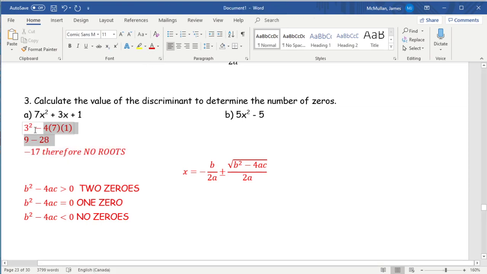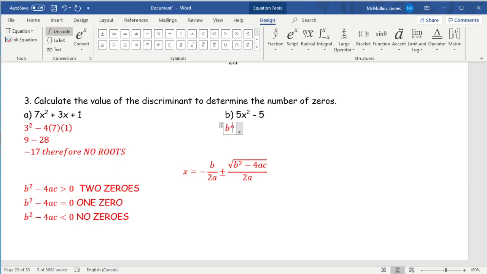Okay, so you don't need to draw anything, you don't need to do any complex calculations, you just do this quickly and you can figure out the number of zeros. Now this one, we already know is going to have 2 roots because it opens up and its vertex is down, but let's just use the discriminant as an idea.